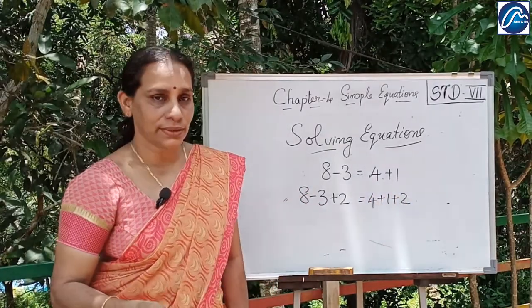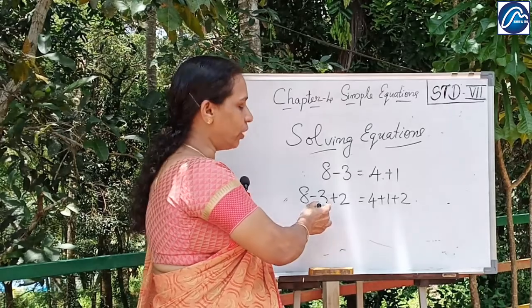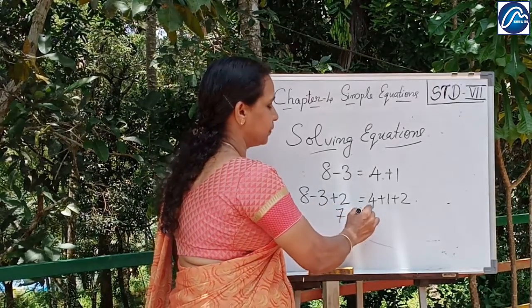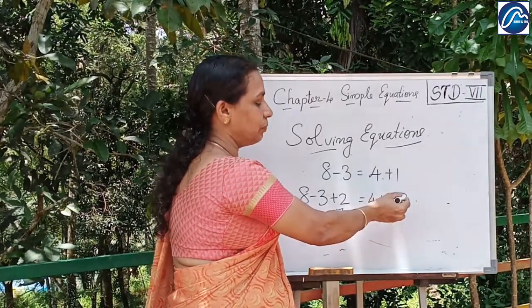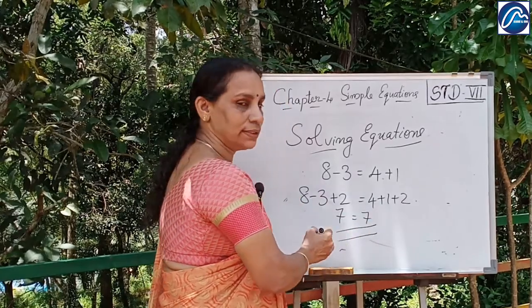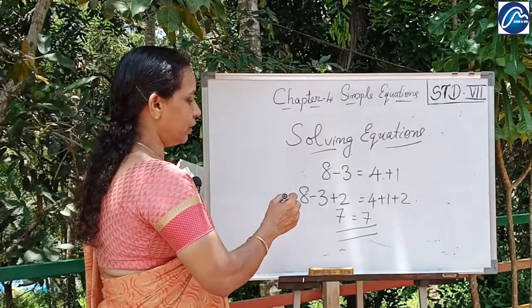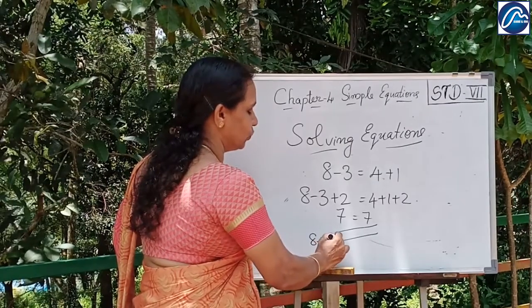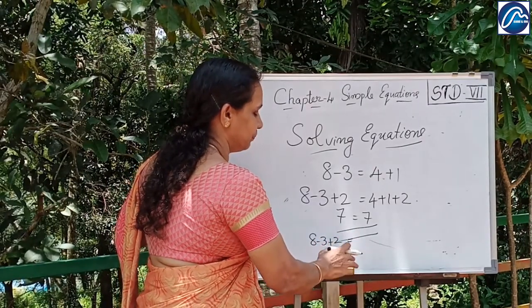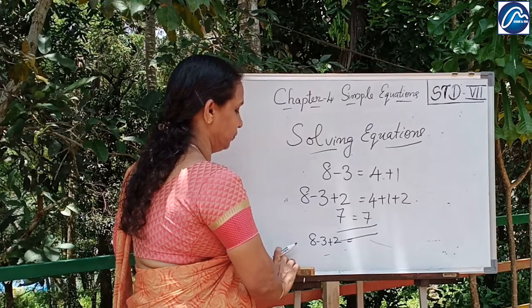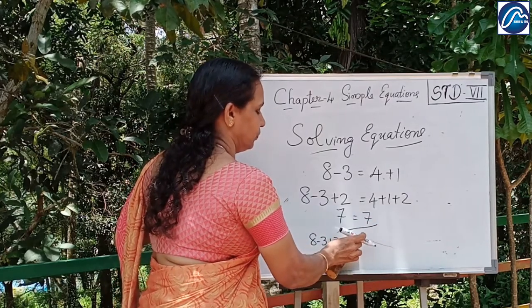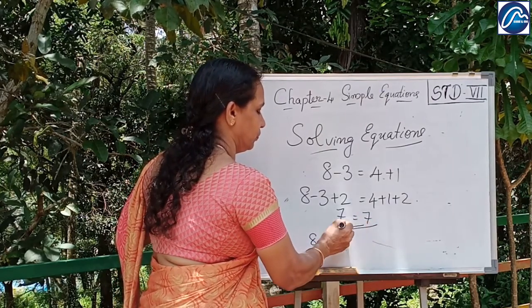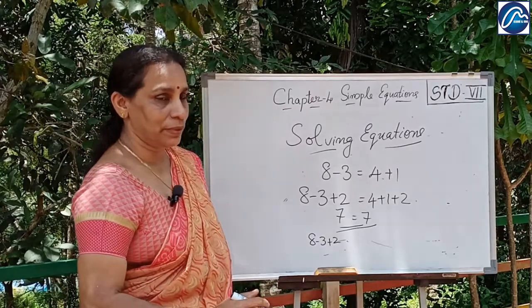What will be the answer? 8 minus 3 is 5, 5 plus 2 is 7. 4 plus 1 is 5, 5 plus 2 is 7. So both the answers are the same. If we have done 8 minus 3 plus 2 and 8 minus 3 plus 2.